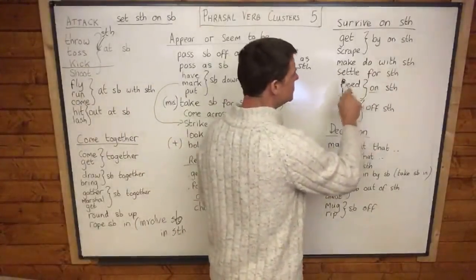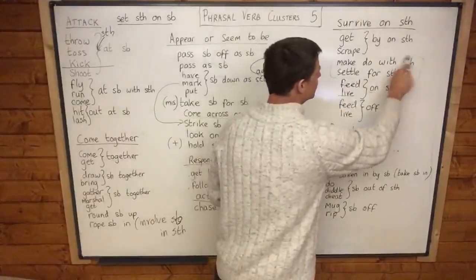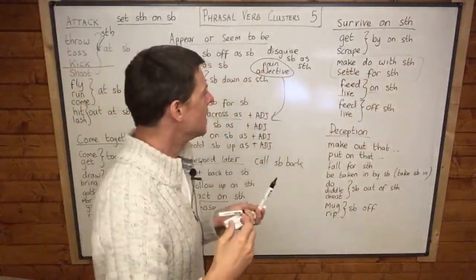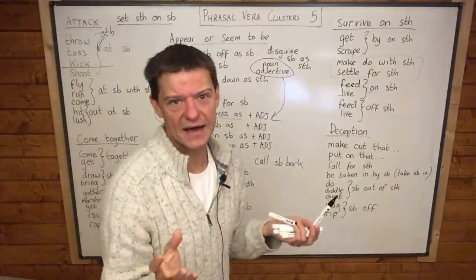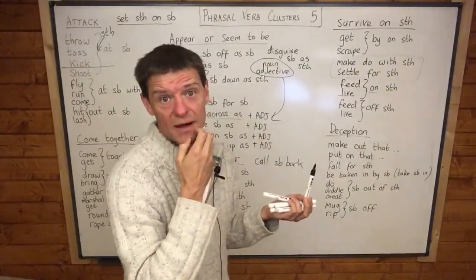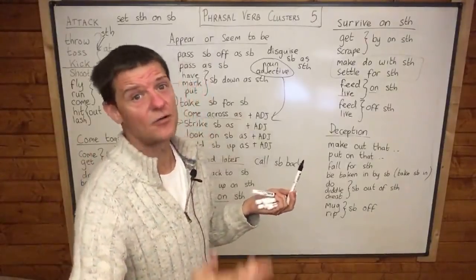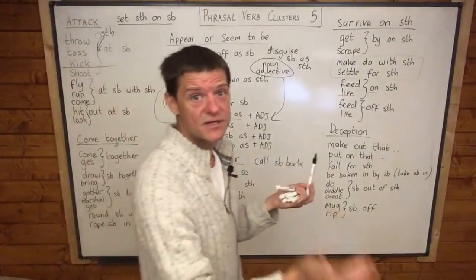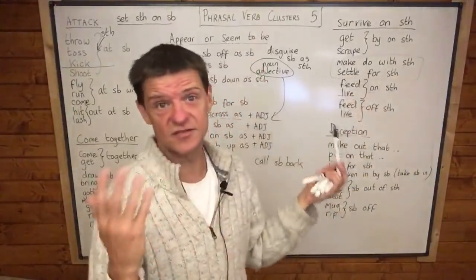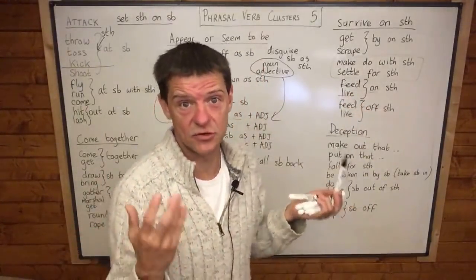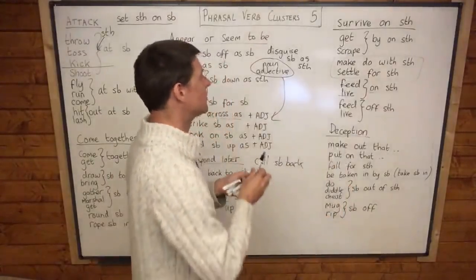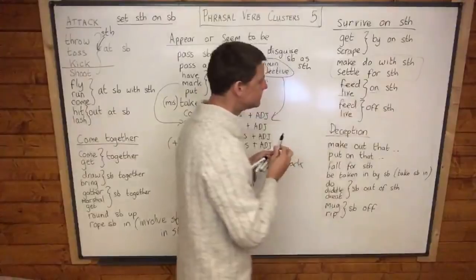If you make do with something or settle for something, both of these are very similar, and it's when you do the best with what you have, usually, which isn't ideal. So you might go and sleep at a friend's house, but they don't have a bed, so you make do with the sofa. You settle for the sofa because it's the best thing around that you have, and you're doing the best with the little that you have. Okay, so quite common ones there.